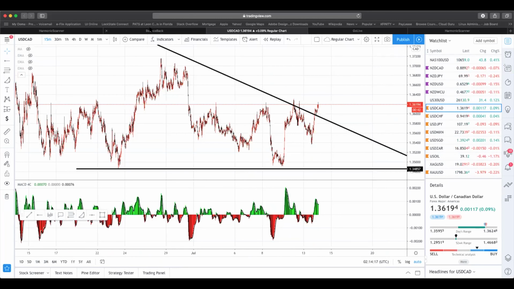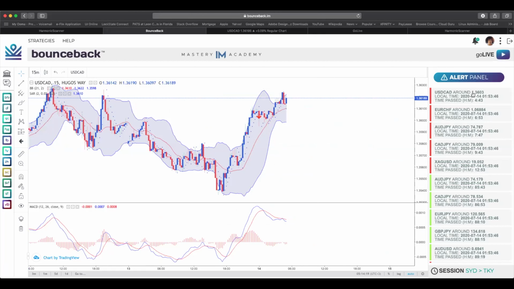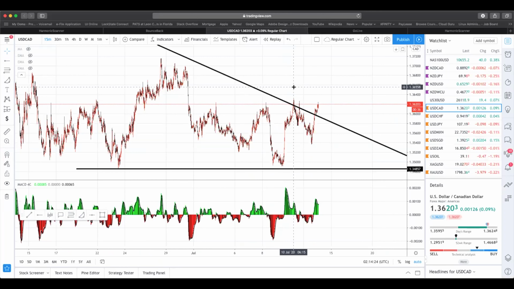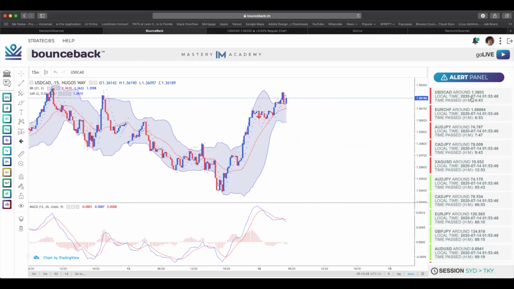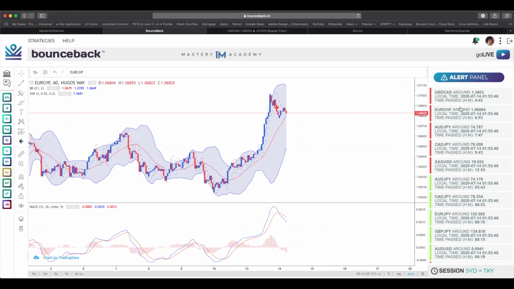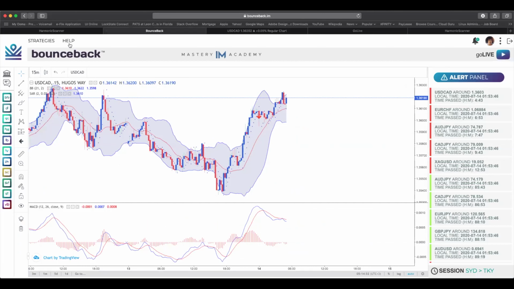So now go back to bounce back. What price? Around 1.3603. Okay, cool. And it also helps to notice what time frame. If you click the signal, look over here to the left. What time frame are they calling it on? That's very important, so definitely look at that.